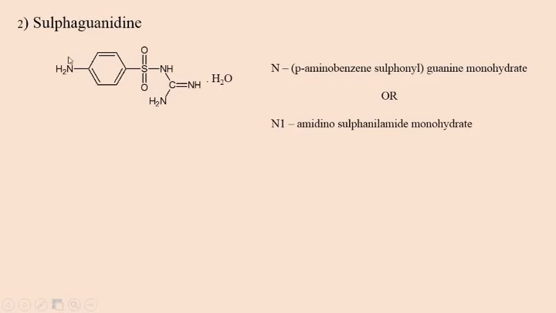So the first nomenclature will be by considering this guanidine as the parent structure and this one as a substitution. So it will be N-(para-aminobenzene sulfonyl) guanidine monohydrate, because a water molecule is there, which is called water of crystallization. The second IUPAC nomenclature will be N1-amidino. Now this one is amidino, carbon with 2 nitrogens, one of them double bonded. So N1-amidino sulfanilamide monohydrate. You can follow any nomenclature for this sulphaguanidine.